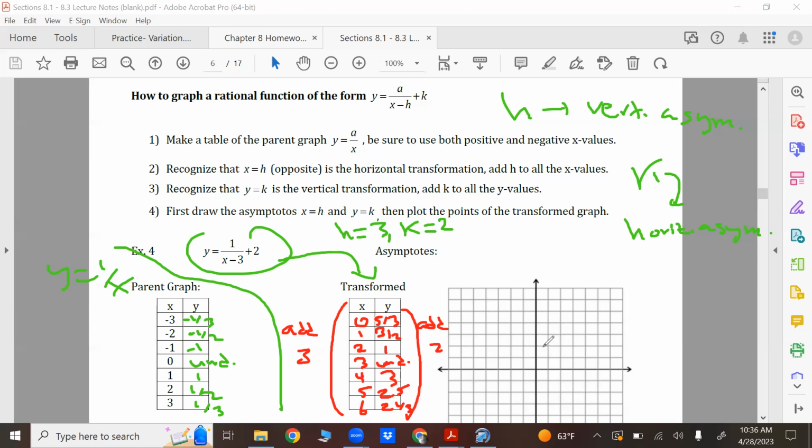Okay, so let's plot the points. Could you write 2 and 1/2? Sure, same thing. So you have this. You have this. You have this. And then you're gonna have an asymptote right here because it's undefined. And then the other one, you're gonna have 4, 3, 5, 2.5. So the graph's gonna look like this.